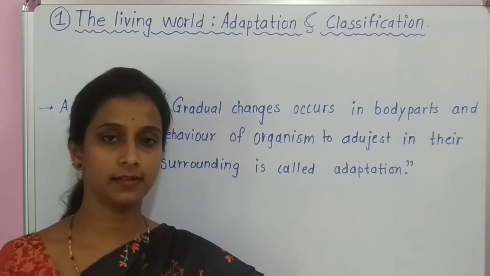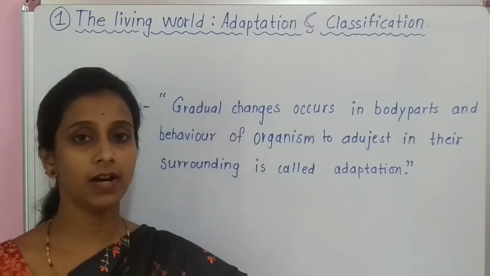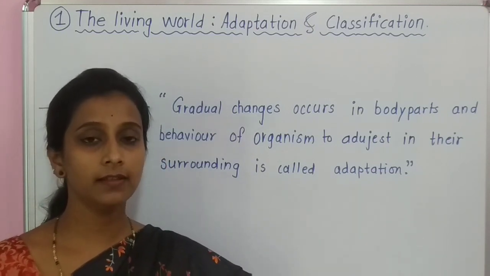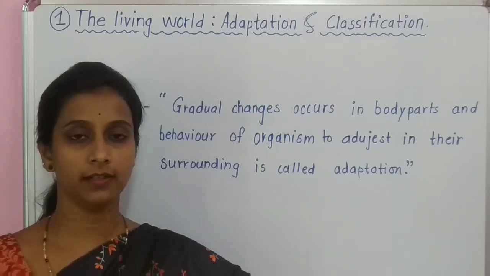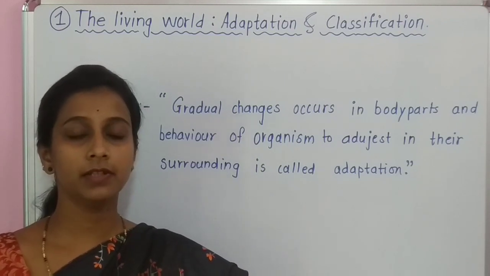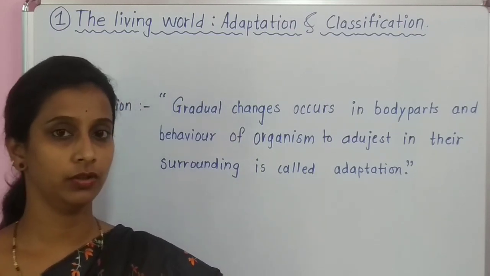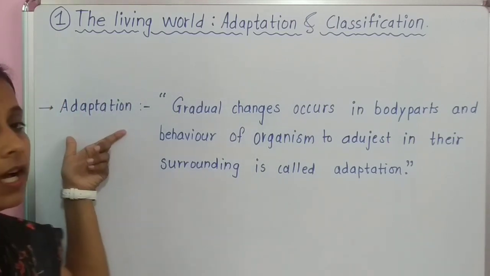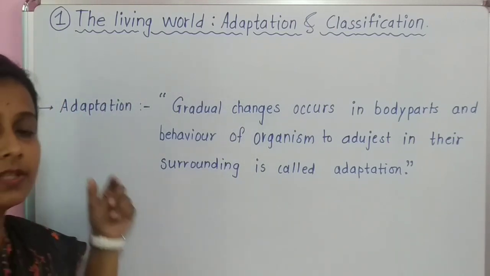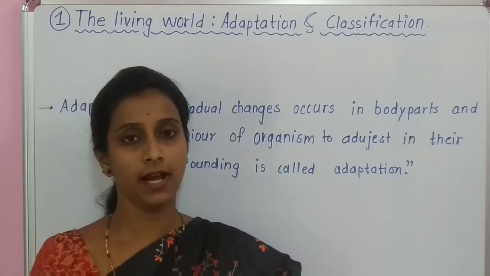So the question arises: why is there such vast diversity, or why is there a big difference between all these living organisms? Why are a variety of living organisms present on the earth? It is only due to the process of adaptation. Now we will see what adaptation is.